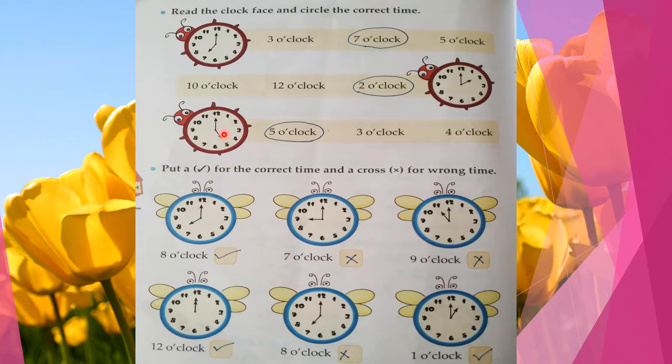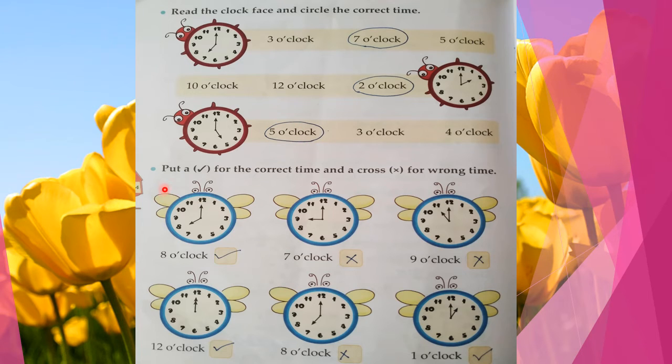Here the longer hand points to 12 and the shorter hand points to 5. Yes. So the timing is 5 o'clock, 3 o'clock or 4 o'clock. Which one is correct, class? 5 o'clock, because the shorter hand points to 5. So make a circle on the 5 o'clock. Okay. So this question is completed.